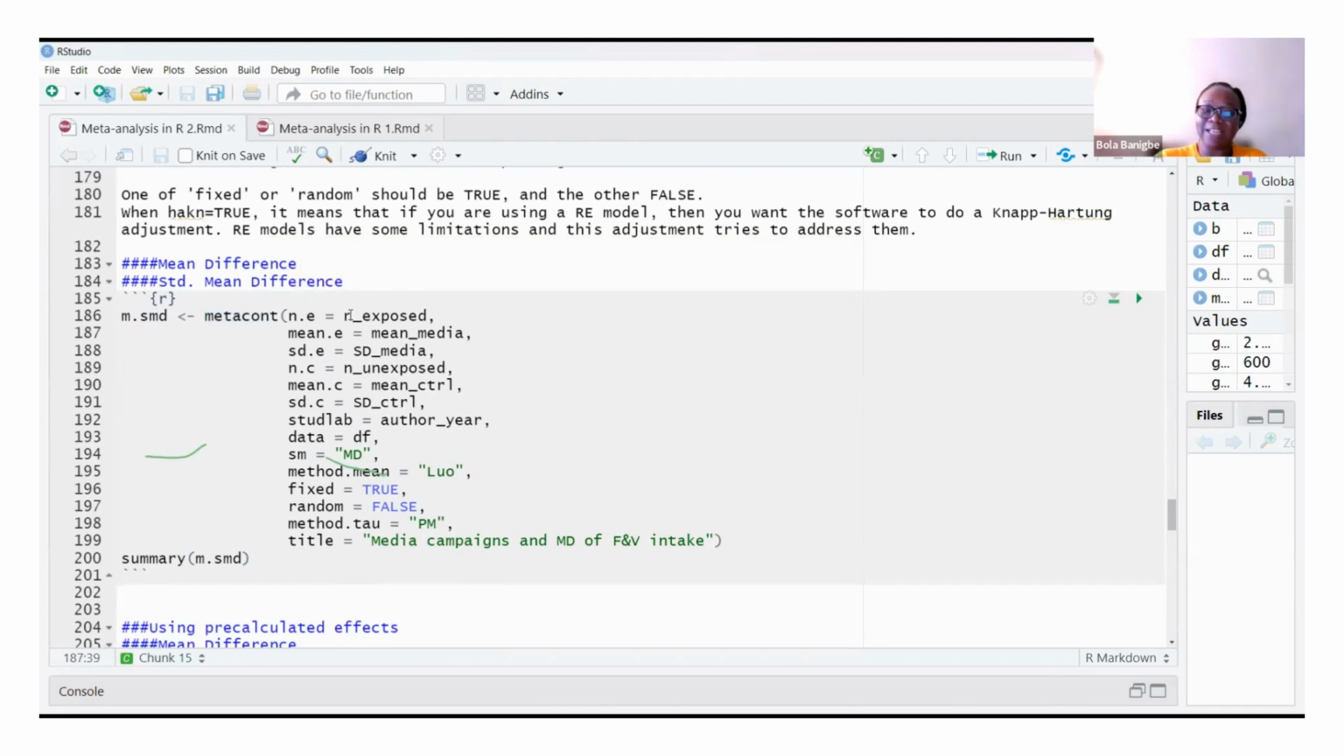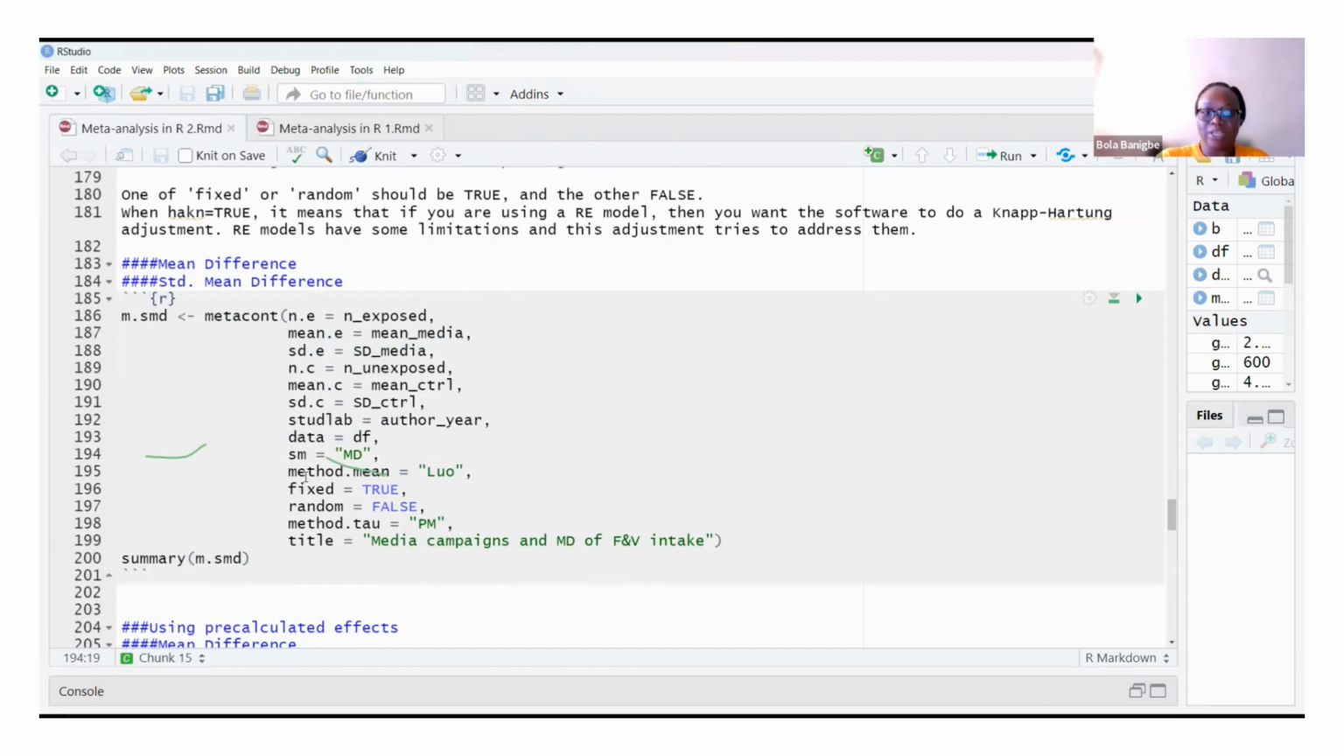So we're basically specifying and telling R, NE is what I call the number exposed. Mean in the exposed is what I call mean media. Standard deviation in the exposed is the standard deviation in the media group. NC is the number of the unexposed. We're also specifying the name of the data frame that you're going to use. And I want you to do the standardized method.mean. I want you to do the standardized mean difference.